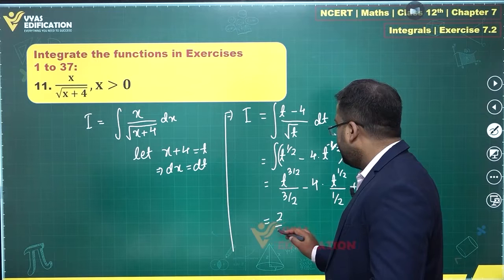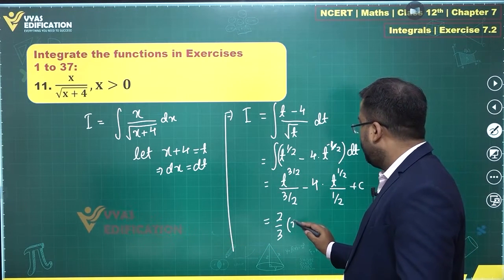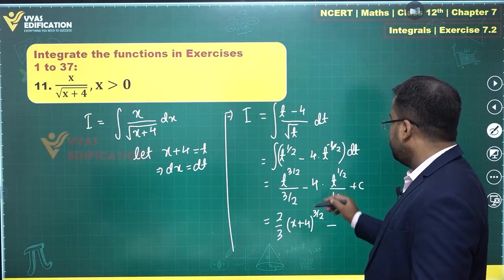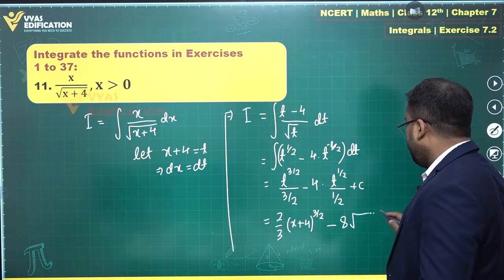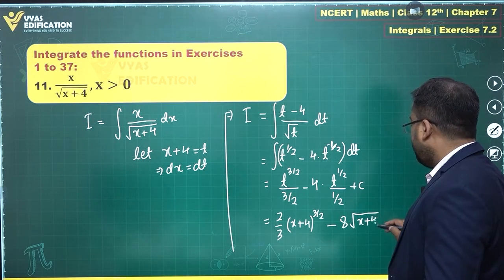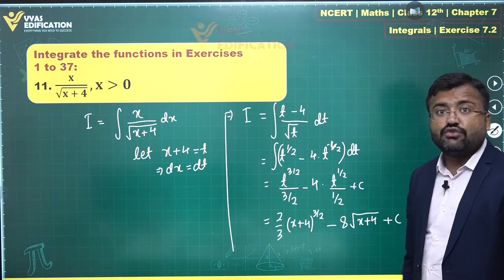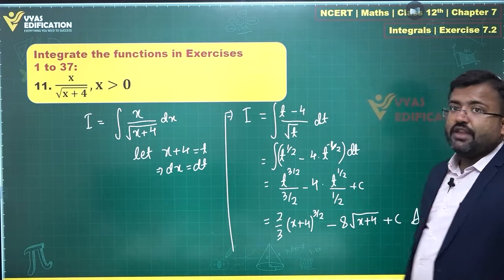This will simplify to 2 by 3, t power 3 by 2. Now, what is t? t is x plus 4, power 3 by 2, minus 8 root of t. This is root of t, right? Root of t is actually x plus 4 plus the constant of integration, and that is the required answer for this 11th question, as you can see over here. That's the required answer for this 11th question.